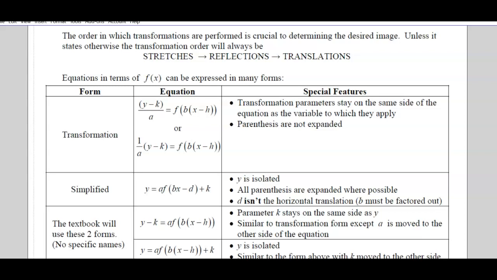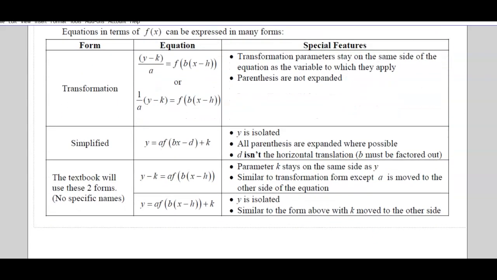Simplified form is solving for y, so you have to multiply through by a, bring the k over, and then no brackets inside there, right? So the only brackets you have are because of function notation. Often, instead of saying simplified, we'll just say solve for y, or express as y equals. And then the textbook might also prompt you for these two forms.